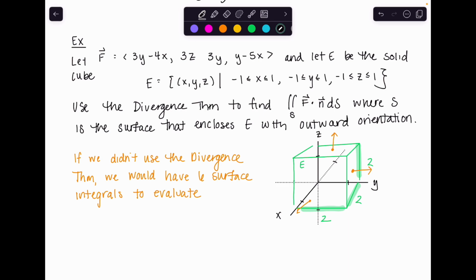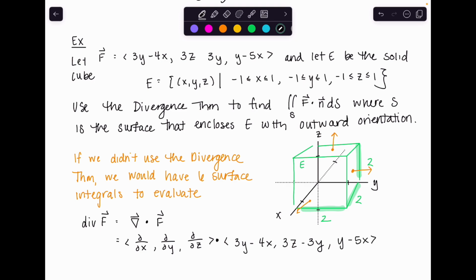So the first thing I'm going to do is figure out what goes on the inside of my triple integral. So I want to find the divergence of this vector field. Again, that means take my gradient vector, the vector of all of my partial derivatives, and dot product it with f: 3y minus 4x, 3z minus 3y, and y minus 5x. So for some reason my minus didn't stick.